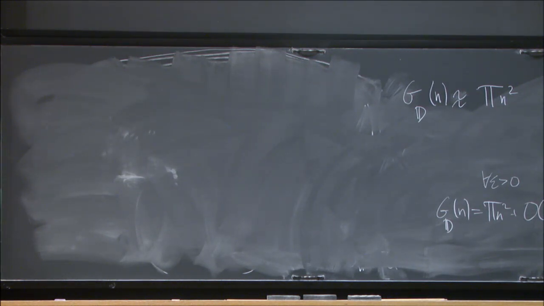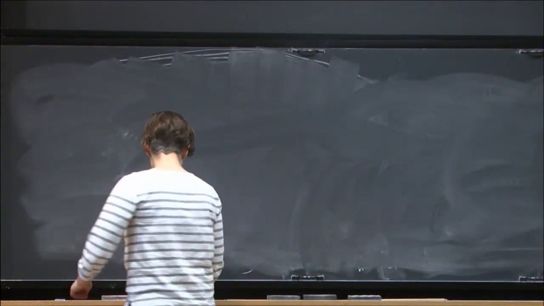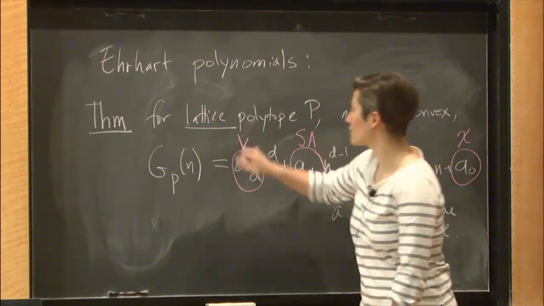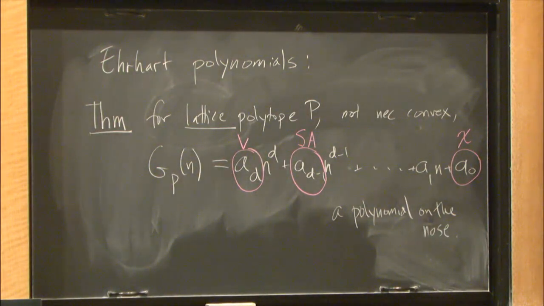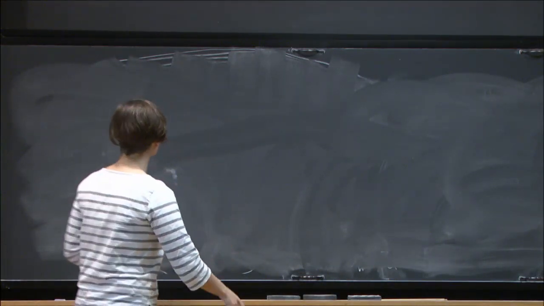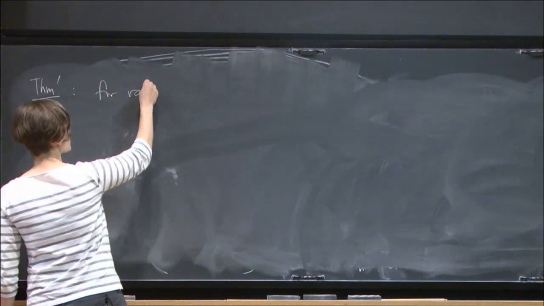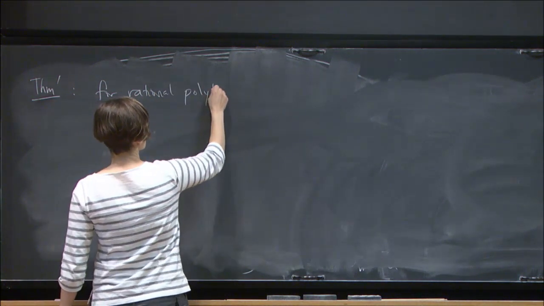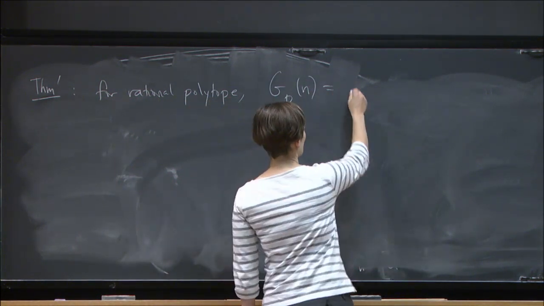Yes? Can I hear about quasi-polynomials? Yes, you can. That's next. Ehrhart says a little more. So this was a lattice polytope. What if instead you just had rational vertex coordinates? Then the theorem prime is: for a rational polytope, the enumeration function is a quasi-polynomial.